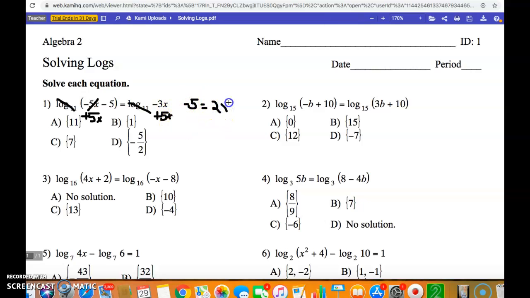Look at that. Your logs are gone. The equation is simple, and you solve it. So it seems like it's pretty daunting at first, but it's really not that bad. So go through and solve, divide by 2. Negative 5 over 2 is, hey, that's option D.